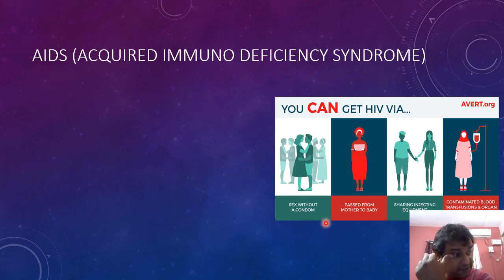But it has been noticed that HIV, the virus that causes human immunodeficiency, is passed on to the baby via the mother who is already infected with this particular virus. The third case is that of sharing injecting equipment. Now this happens mainly with drug addicts, those who use syringes to inject drugs, drug abusers, or drug addicts as we call them. Those are the people that can have, because the chances are that they may have shared needles with an infected person.